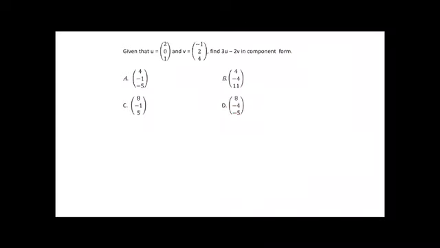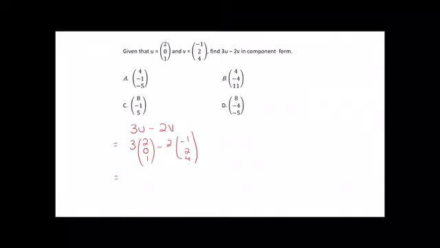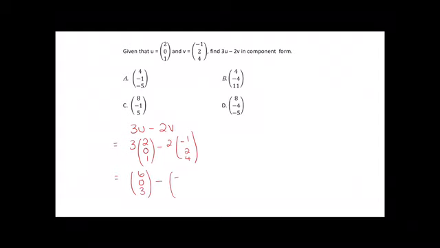Question 6 gives us the vectors u and v, and it wants us to find 3u minus 2v in component form. So if we're finding 3u minus 2v, we can substitute in values for u and v. So u is 2, 0, 1 and v is negative 1, 2, 4. Now remember, if you're multiplying by a scalar, you multiply each of your terms. So we're going to have 6, 0, 3, take away negative 2, 4 and 8.